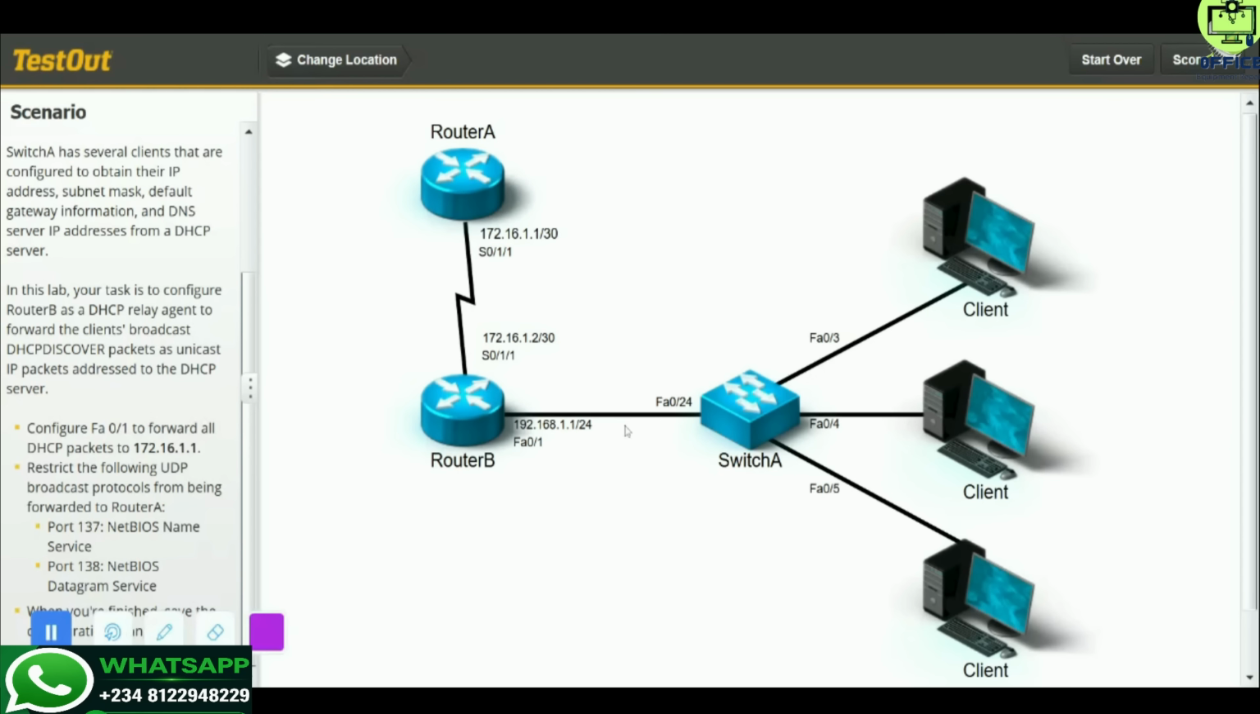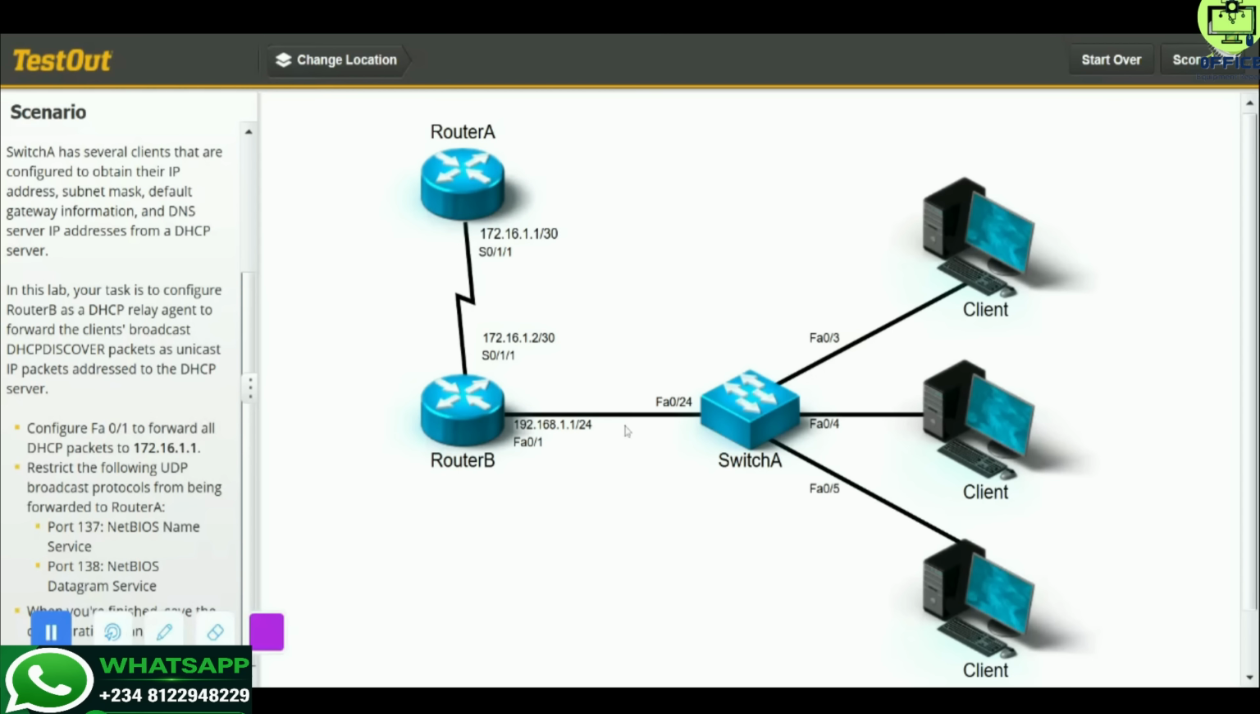So in this lab, your task is to configure router B as a DHCP Relay Agent to forward the client broadcast DHCP discover packet as a unicast IP packet addressed to the DHCP server. We're going to configure FA0/1 to forward all DHCP packets. So when we are finished, we're going to save our configurations.